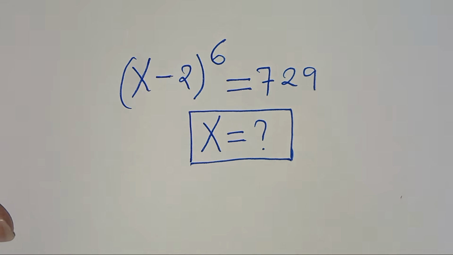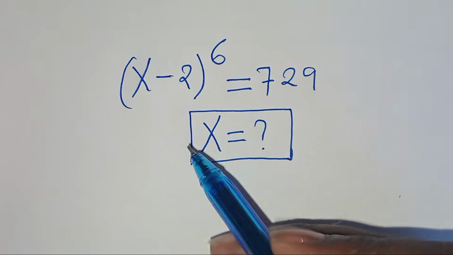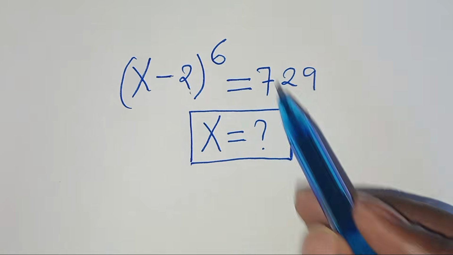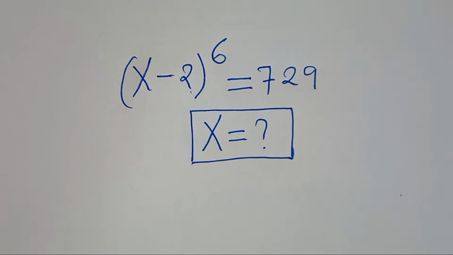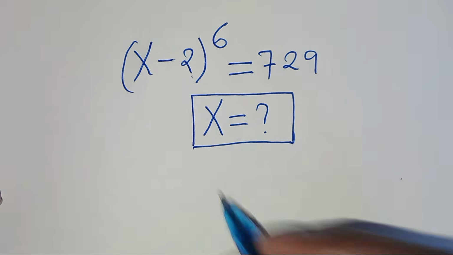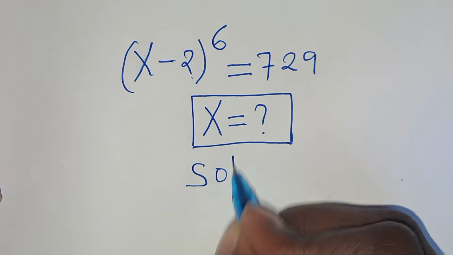Hello everyone, you're welcome to solve this nice algebra problem, which is (x - 2)^6 equal to 729. So what are the values of x? So let's provide a solution from here.